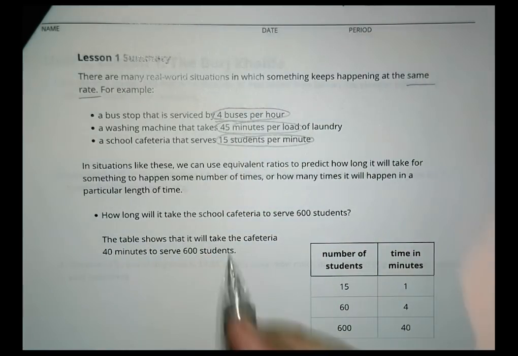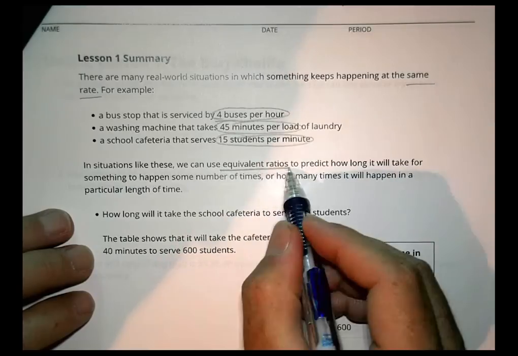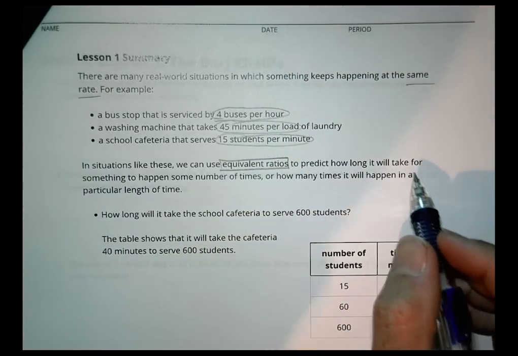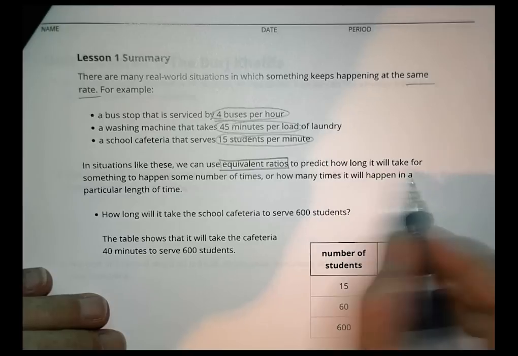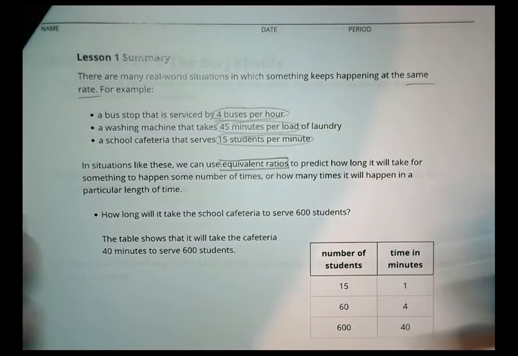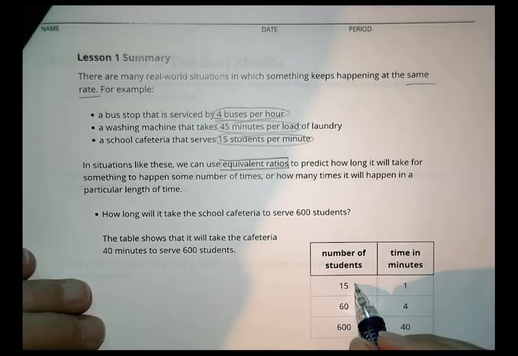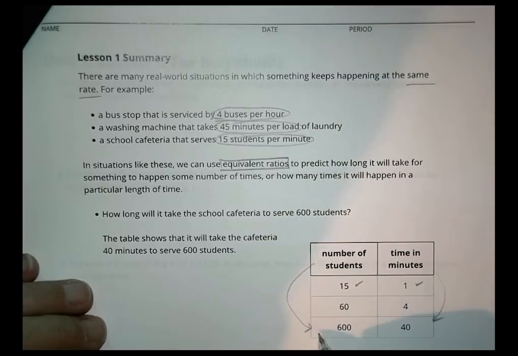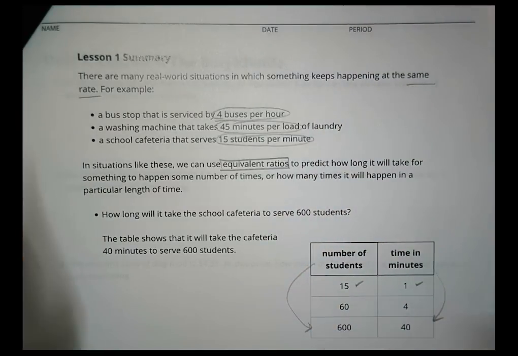In situations like these, we can use equivalent ratios to predict how long it will take for something to happen some number of times, or how many times it will happen in a particular length of time, right? And so that's what we're doing. If we know that they can serve 15 students in a minute, we can figure out how many students they can serve in 40 minutes. Or we could figure out if you had 600 students, how long would it take? Either way works for that there.